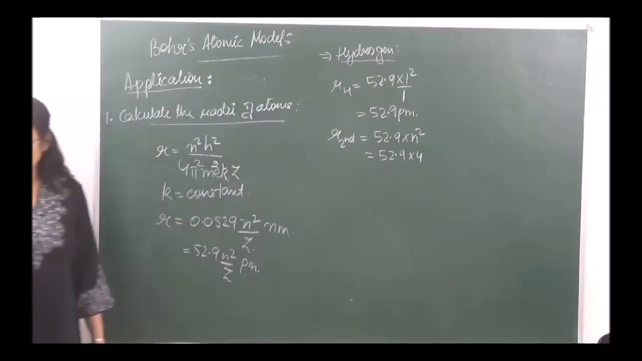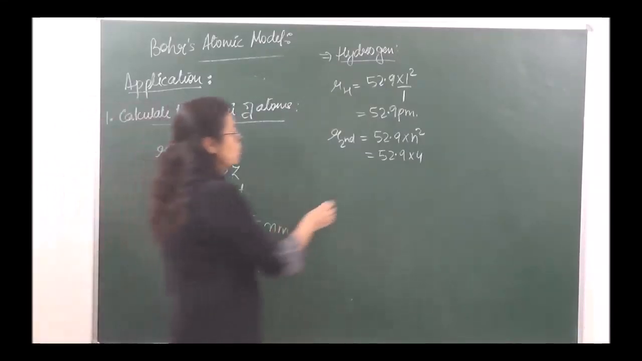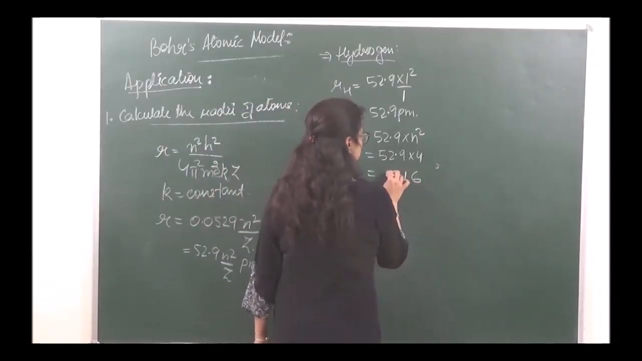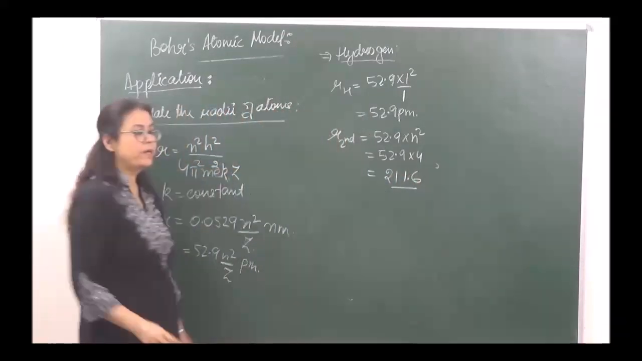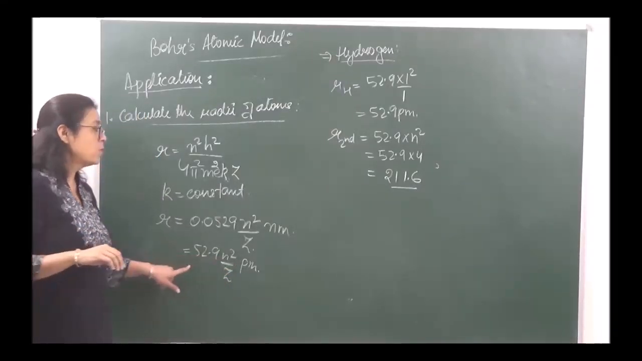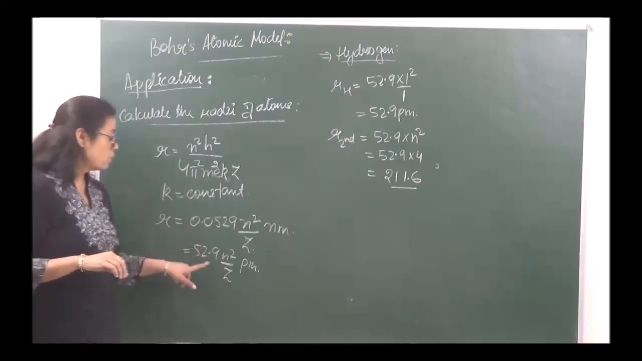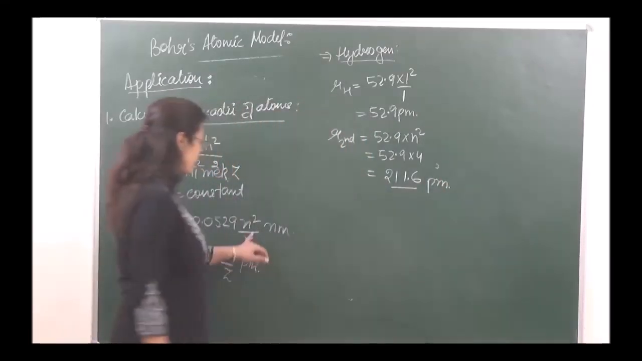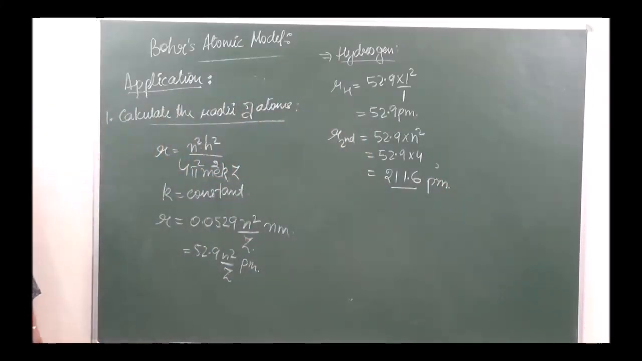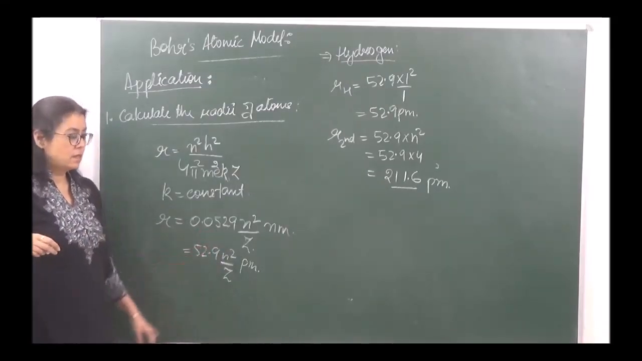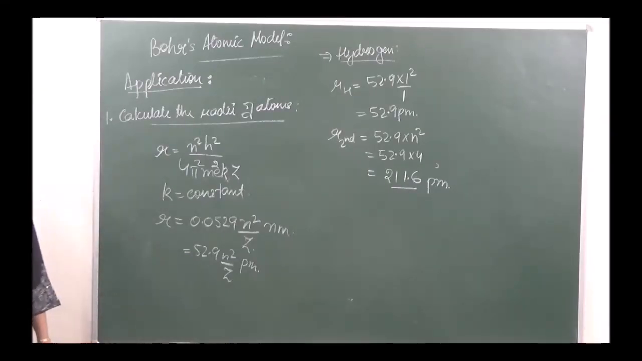For the second orbit, it will be 52.9 into 4, because 2 square is equal to 4. So this comes to 211.6. Please remember the units, otherwise you will have a flaw in the decimal points. So this is going to be 211.6 picometers. If you have to calculate in nanometers, that is 0.0529. If you have to calculate in Angstrom, then it is 0.529. So this was the first application.